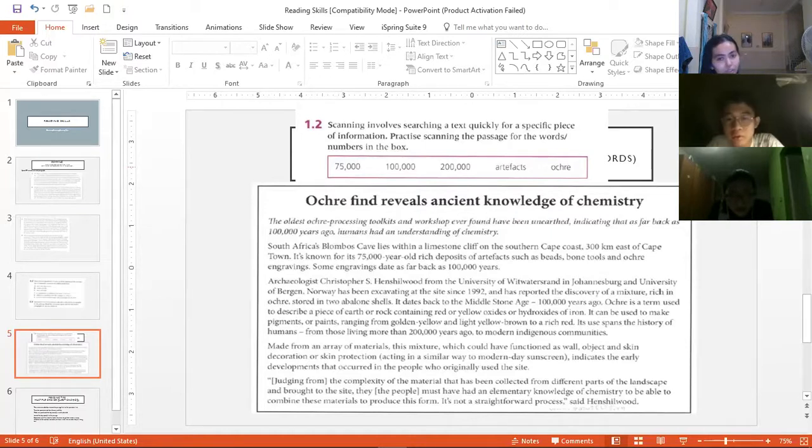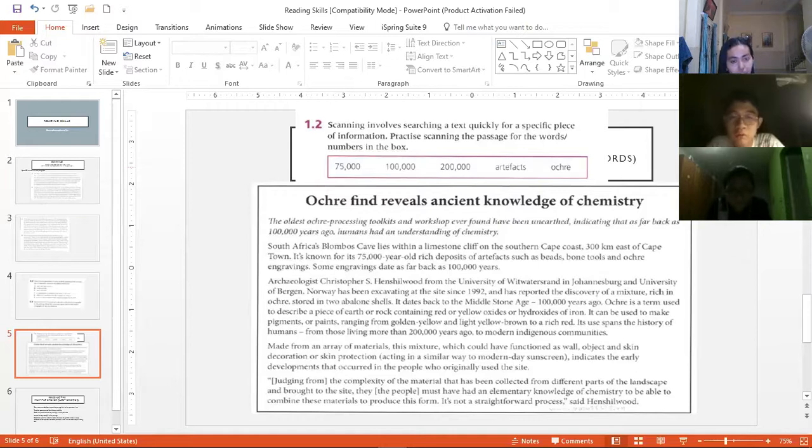An age of what? Middle Stone Age. Middle Stone Age, yes, but what's that? That's just a period of time, the time frame, but 100,000 years ago. A mixture. So two abalone shells, it dates back to the Middle Stone Age, 100,000 years ago. So the shell is 100,000 years old. That's what it means. Thank you.